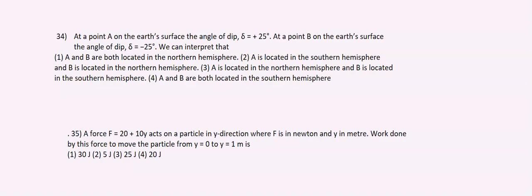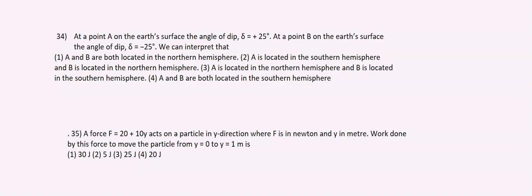When dip is positive, the point is located in the northern hemisphere, and when the dip is negative, it is said to be in the southern hemisphere. So from this we can infer that option 3 is correct: A is located in the northern hemisphere and B is located in the southern hemisphere. Now coming to the 35th question.